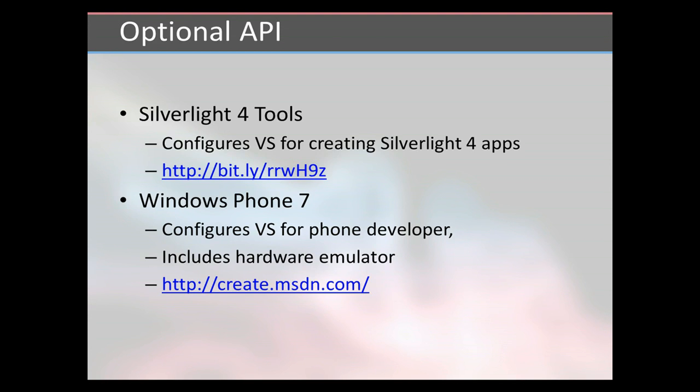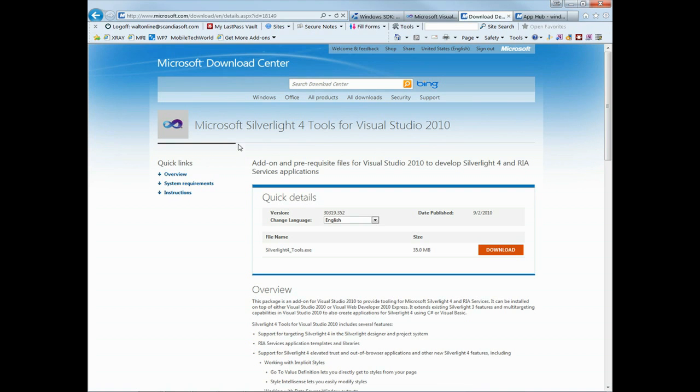There are some optional APIs you might be interested in. If you want to do Silverlight development as of the time of recording this set of videos, which is the summer of 2011, Silverlight 4 is the latest version. And that's not available inside Visual Studio 2010. You have to update Visual Studio 2010. So you want to go to this website and download this Microsoft Silverlight Tools for Visual Studio 2010. And then you can work with the latest and greatest version of Silverlight.